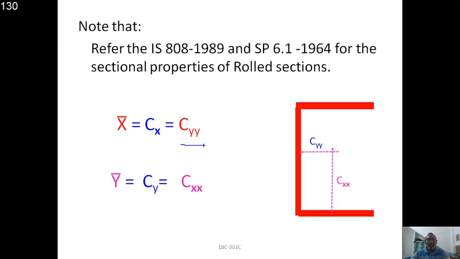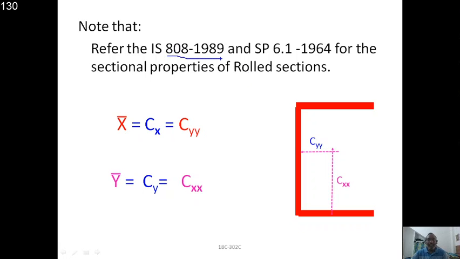From this session onwards, whenever we talk about X bar, it is the CYY. That means CYY means X bar. This distance is nothing but X bar. If I talk about Y bar, that means it is CXX. So from this point to this point, it is CXX or Y bar. This is the nomenclature generally followed in the IS code.